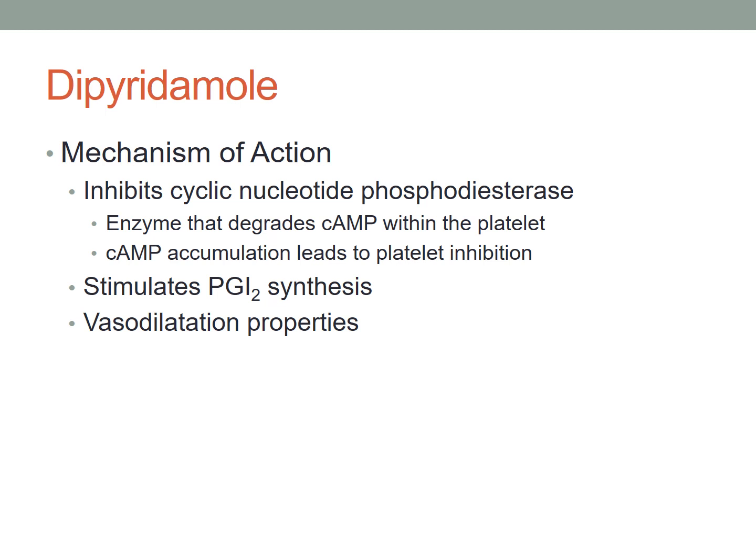Moving on to dipyridamole. Dipyridamole works by inhibiting cyclic nucleotide phosphodiesterase, which is an enzyme that degrades cyclic AMP within the platelet. So by inhibiting this enzyme, you get cyclic AMP accumulation, which leads to platelet inhibition. Dipyridamole also stimulates prostacyclin synthesis, which I talked about earlier. Prostacyclin is a component of our negative feedback system. And then dipyridamole also has vasodilatation properties.